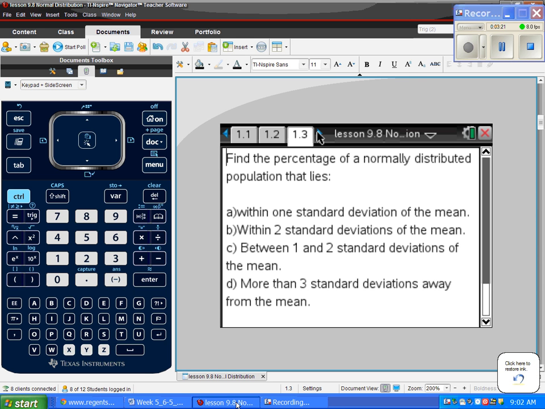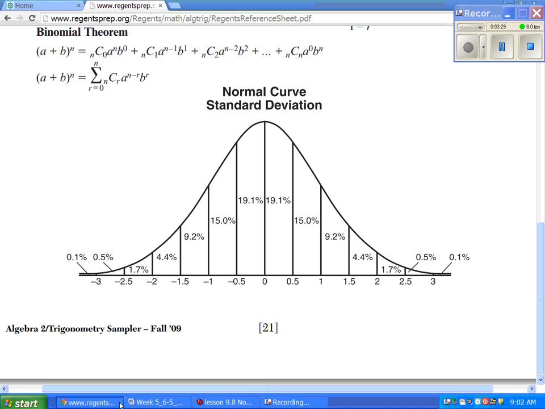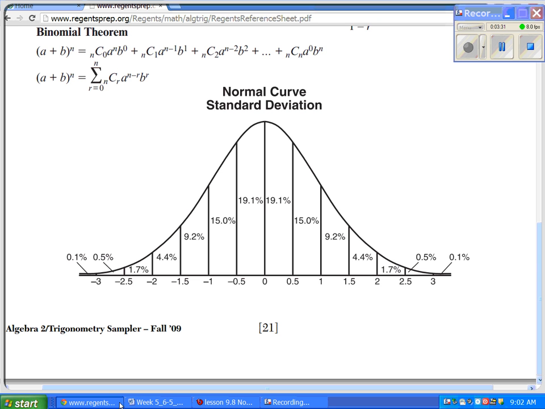Let's try to see the percentage between 1 and 2 standard deviations above the mean. Where's between 1 and 2 standard deviations? Between 1 and 2 above the mean. From +1 to +2. 9.2, 4.4, comes up to 13.6% of the data. Yep.